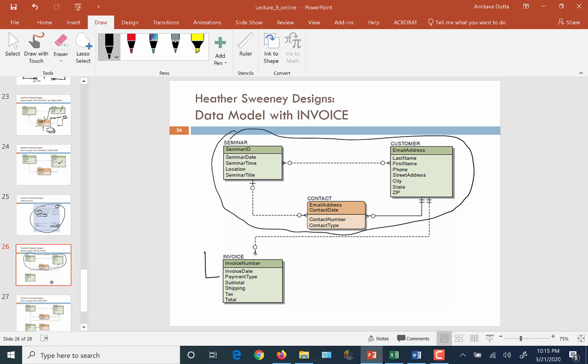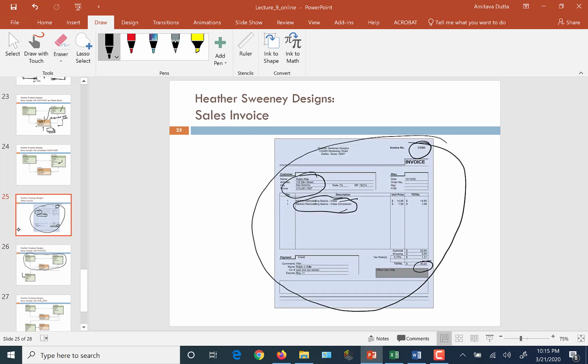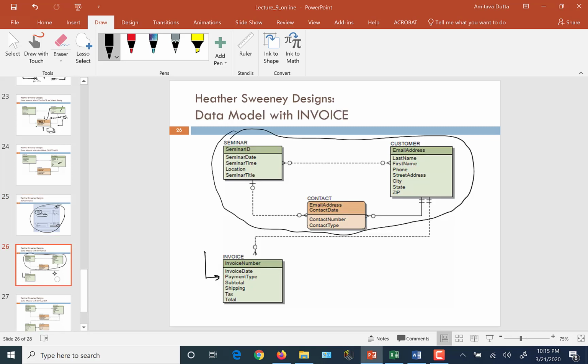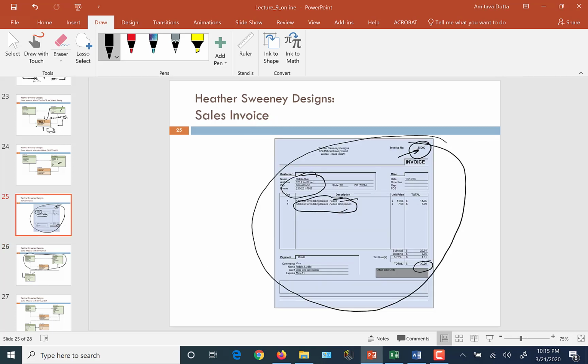So we added an entity called an invoice, and the identifier for this entity is pretty obvious. When I looked at the document, you have this invoice number, and that gives me a very natural identifier to use. That's the invoice number itself, and then invoice date, payment type, subtotal, shipping cost, tax total. Where did these attributes come from? I looked at this invoice document, and from this document I tried to figure out what are the properties, what are the attributes of the invoice that I need to record in the database.